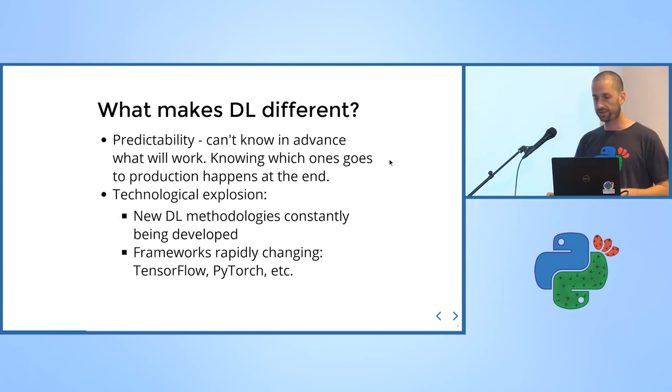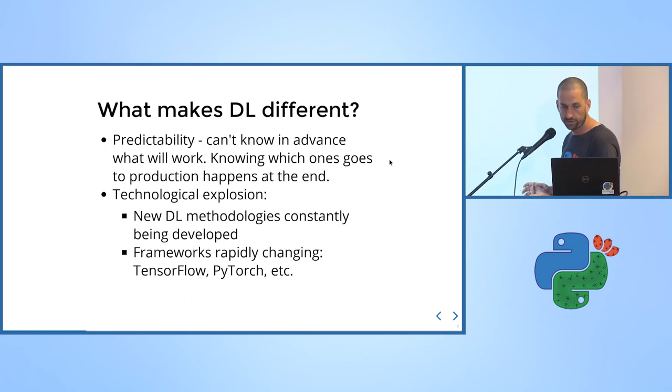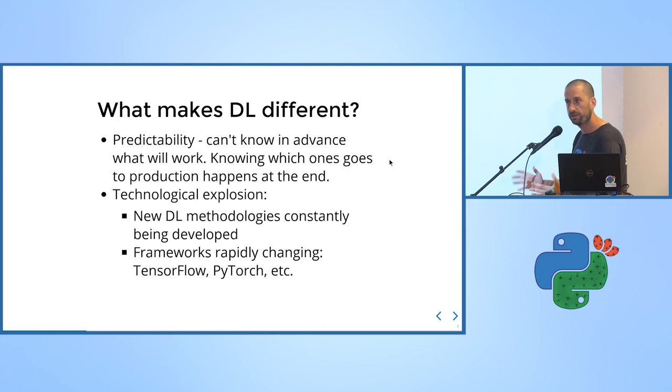So until now I talked about models, and the question is why is deep learning different? So generally, it isn't. It can be applied to machine learning, to other areas, any algorithms. Deep learning specifically is a bit different because first, the way we train models, we train many models, and then at the end, we choose one of them. And we don't know in advance which one will go to production. So that's different from other algorithmic problems we're trying to solve.